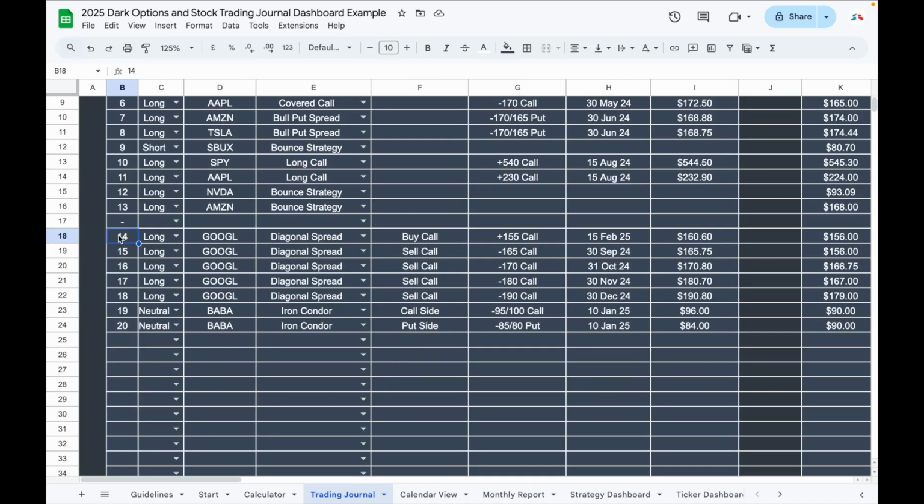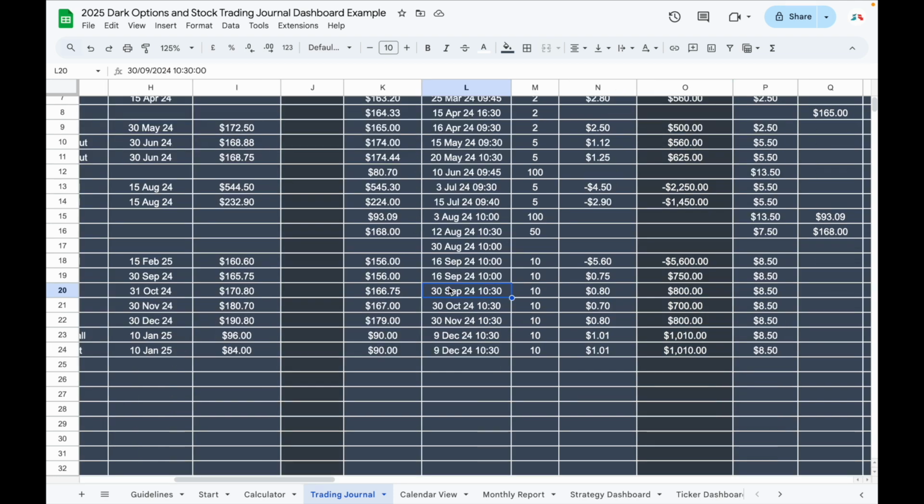Now let me show you how to input data for multi-leg option strategies. For multi-leg strategies like diagonal spread or iron condor, follow these steps. First, enter the trade number, select the trade direction, enter the stock ticker, and select the strategy name from the drop-down list. For diagonal spread, enter details like buy call and sell call under the sub-strategy column. For iron condor, enter the call side and put side under the sub-strategy column. Input the strike price, expiration date, and break-even price at expiration.